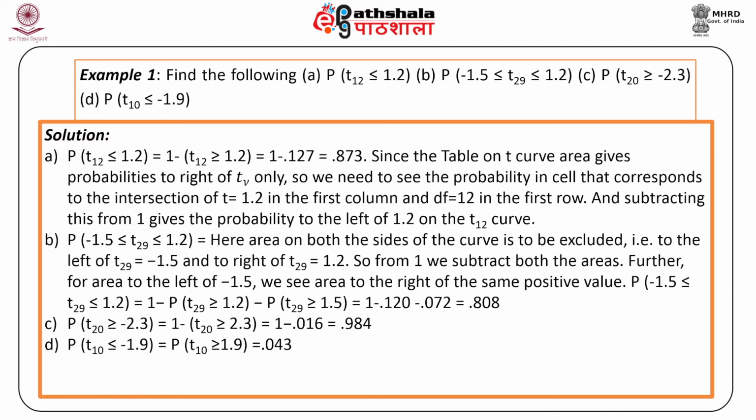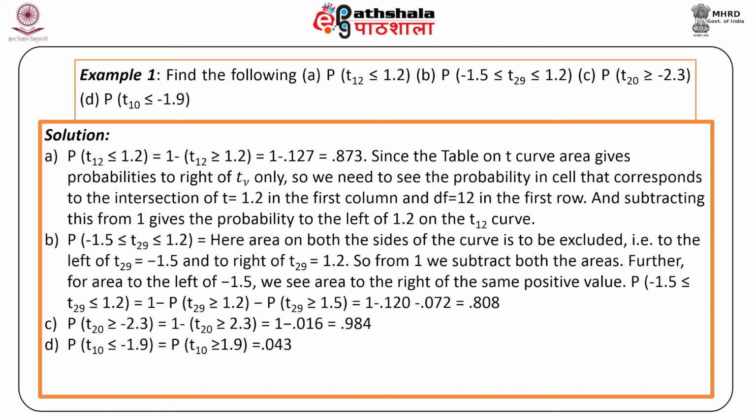Let us look at part C. In part C we are required to find out probability of T20 greater than or equal to minus 2.3, and this again by our previous logic is equal to 1 minus probability T20 greater than or equal to 2.3. Again, if you look at the values from the table, you find it is equal to 1 minus 0.016 and is equal to 0.984.